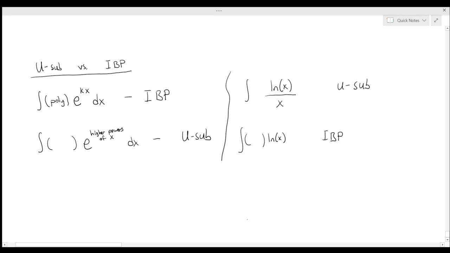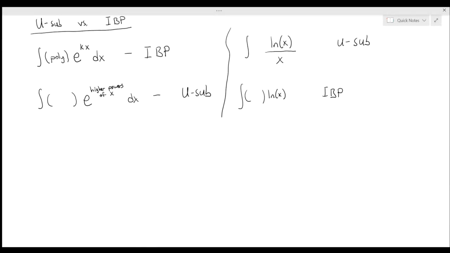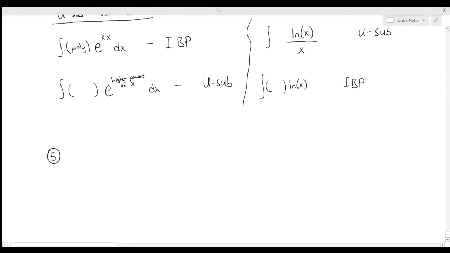Cool, all right. Then I'll do one more of the problems from the first part. I'm going to take a look at problem number 5. That was the improper integral from 1 to infinity of the natural log of x over x squared.